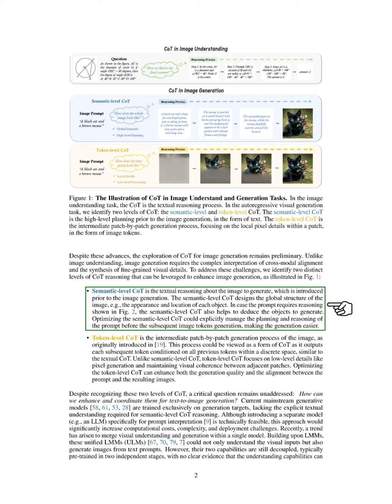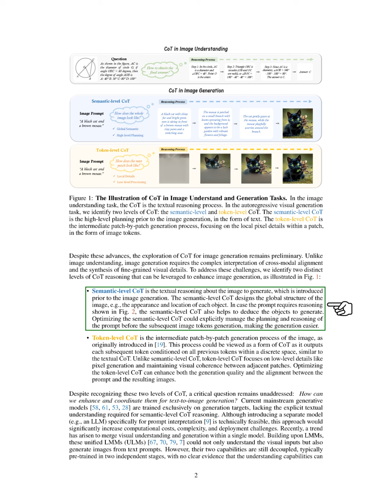The second, token-level CoT, refers to the detailed generation of the image in parts, where each new piece is based on what has already been created. This level focuses on finer details, like pixel arrangement, and optimizing it can improve the quality of the generated images and their alignment with the initial text prompt.